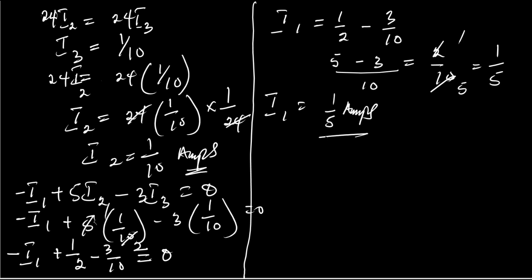Now we've been able to deduce the various values for the currents. I hope you understand, one, how to use Kirchhoff's law to solve for currents and voltages, and also how to use the Gaussian elimination method to solve complex equations.